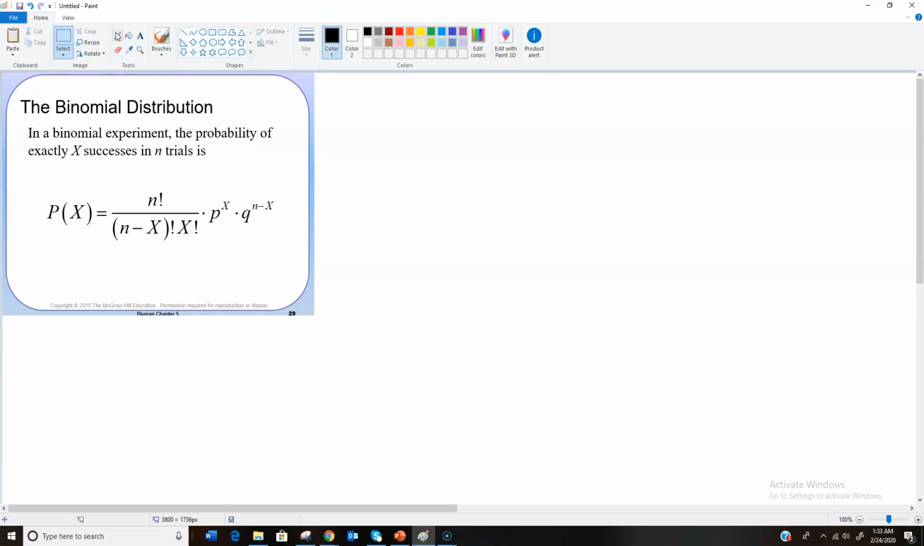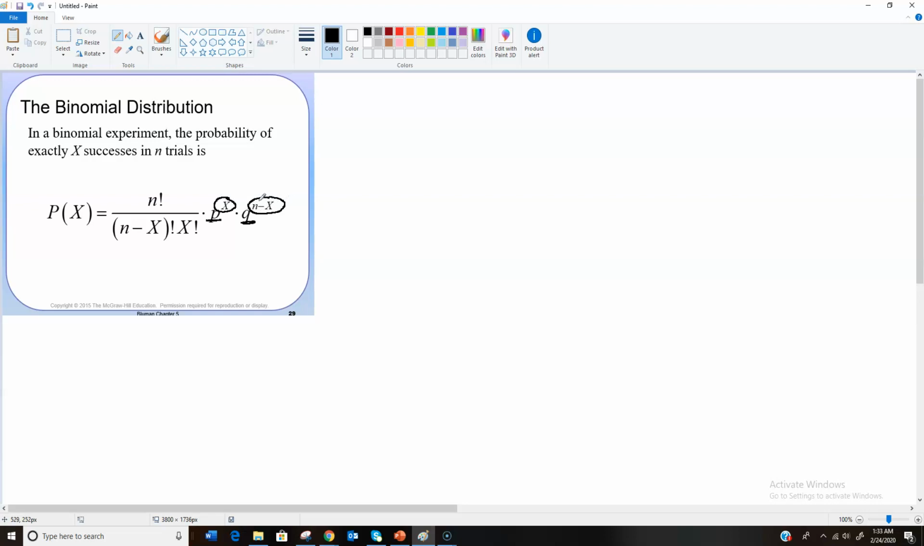And you'll notice that in this part of the formula we have N, which is the number of trials. We have another N, same number. And then we have X, which would be the number of successes. We also have P, which is the probability of success, and Q, which is the probability of failure. So this number plus this number together have to add to 1. And then we have X and N minus X.